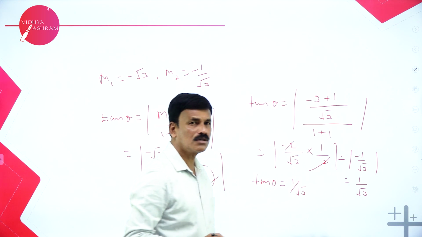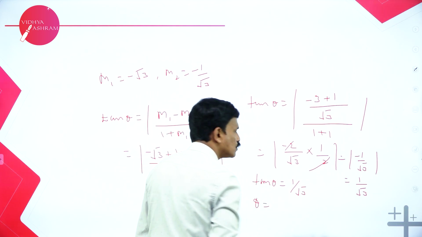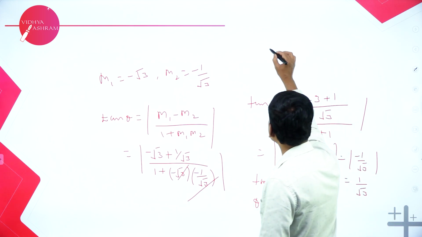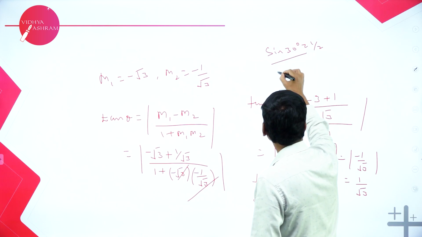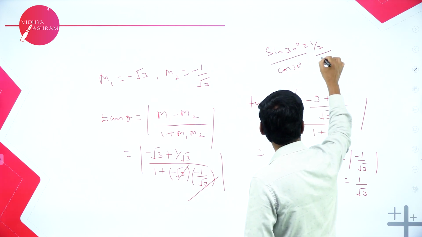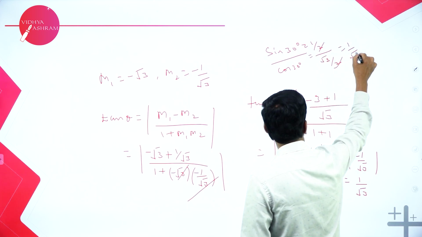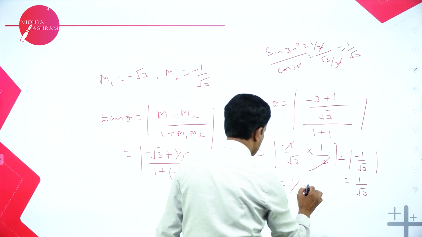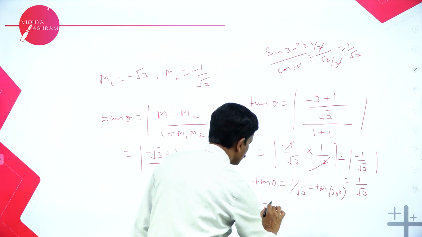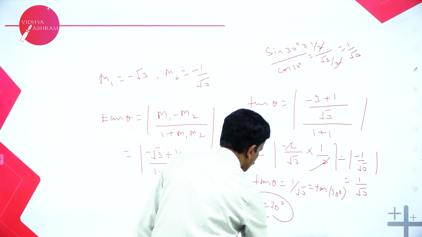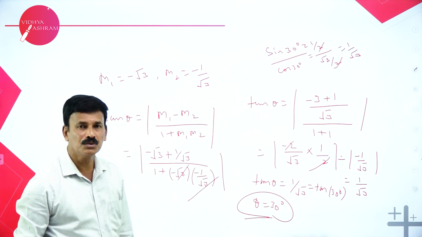Now tan theta is equal to 1 by root 3 means theta is equal to what? What is tan 30? You know sin 30 is equal to 1 by 2, cos 30 is root 3 by 2, 2 gets cancelled. 1 by root 3 means it is tan 30. So this is equal to tan of 30 degrees. Therefore theta is equal to 30 degrees. So the angle of intersection between these two lines is theta is equal to 30 degrees.